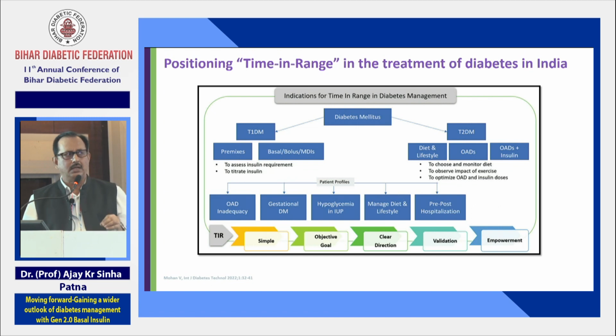Not only in high-risk people, but as per Dr. Mohan, the indication for time in range is wide. In all types of diabetes, we can use time in range, because it will suggest, on dietary advice, how much carb and protein you need, whether you have to delete some carb or add some protein. And in the high-risk patient, it has a strong recommendation.